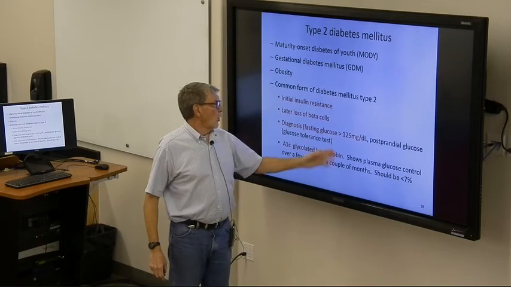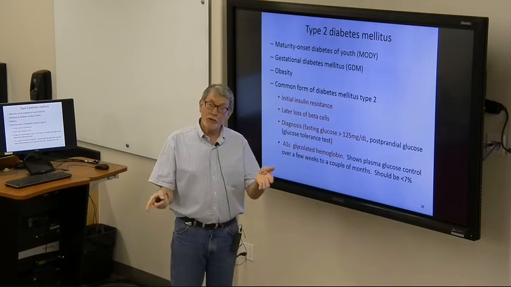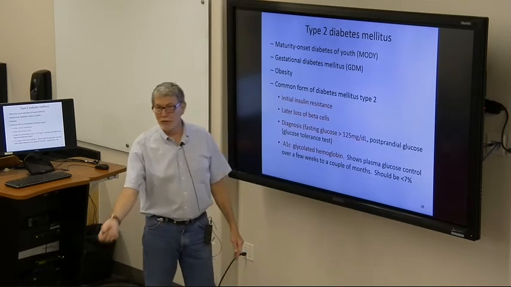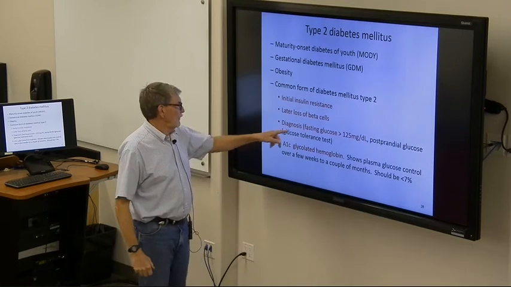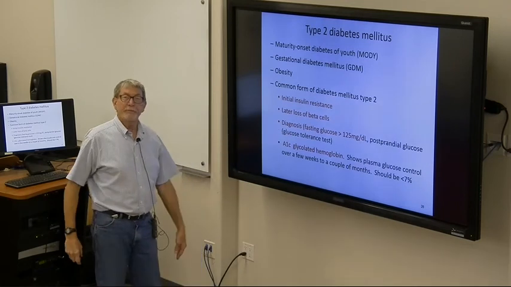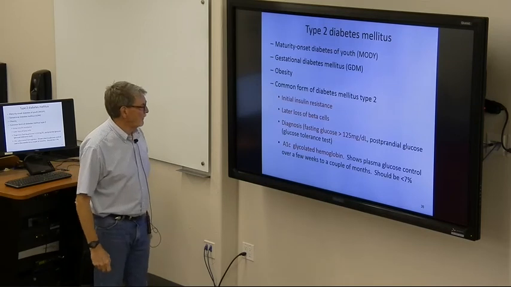Fasting glucose over 125 milligrams per deciliter. Normal is about 60 to 100. Hypoglycemia is below 60. Hyperglycemia is over 100. And if it's 125 in a couple of trials, then you have diabetes mellitus.